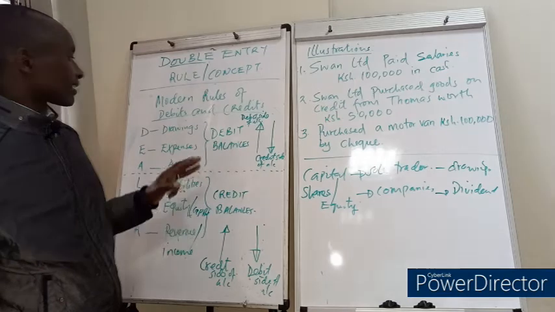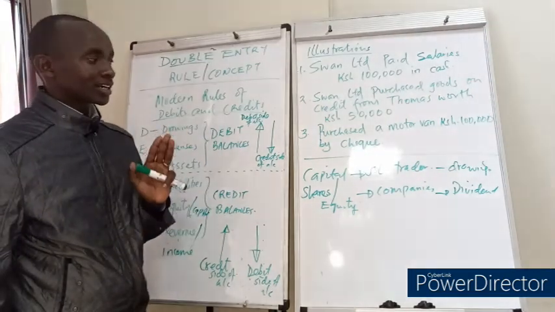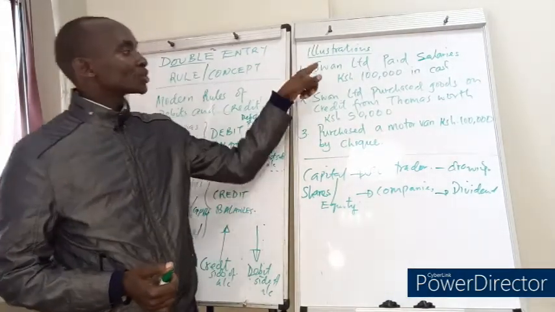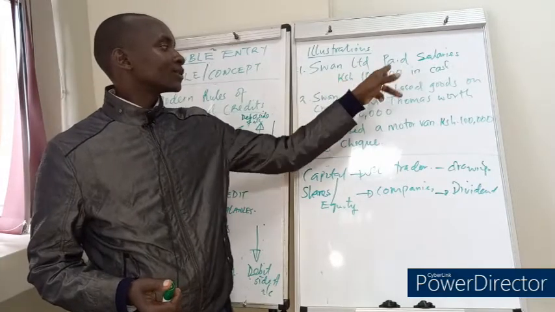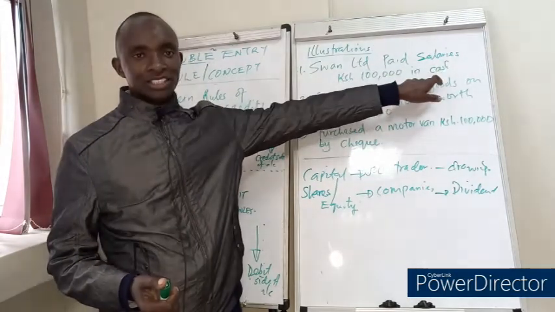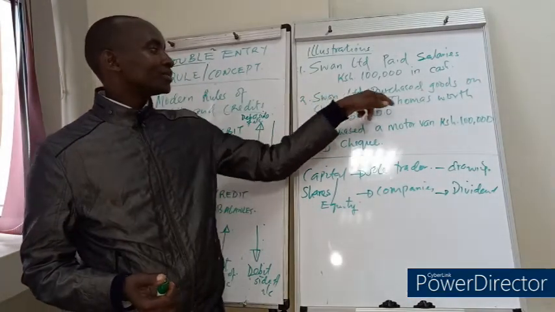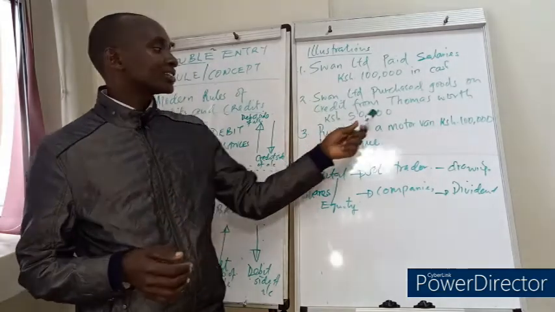So let us go straight to an illustration so that you get to understand better. I have an illustration here. Swan Limited paid salaries Kenya shillings 100,000 in cash. Second illustration: Swan Limited purchased goods on credit from Thomas worth 50,000 shillings.